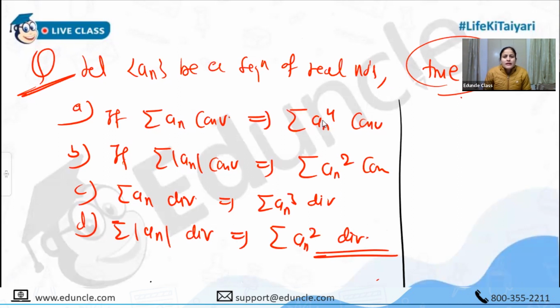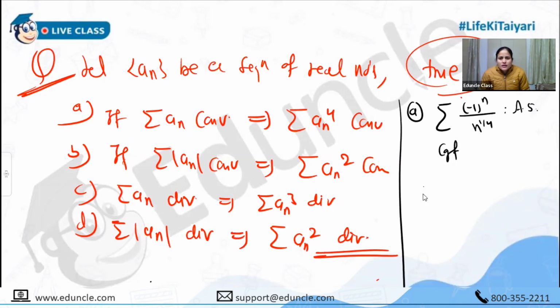If a_n is convergent, then a_n to the power 4 is also convergent. Beta, I can take a_n as the series (-1)^n upon n to the power 1 by 4. It is an alternating series, and when you apply the Leibniz test here, this series is convergent. But if you take the nth term to the power 4, then you will have 1 upon n. This series is divergent, not convergent. So the A option is not true.